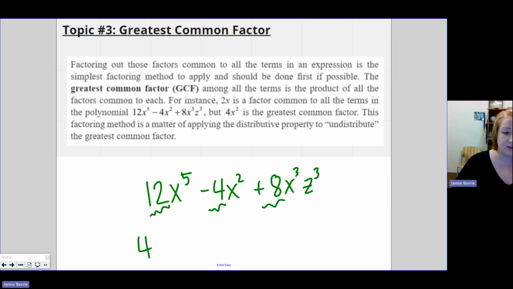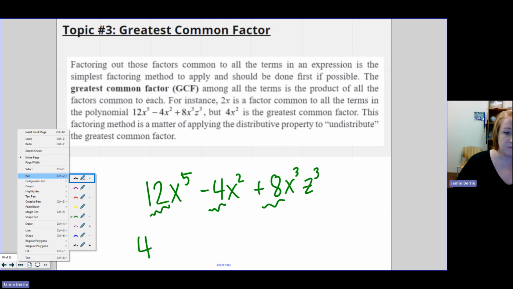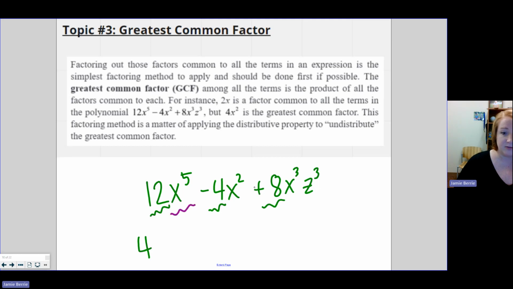And then you take a look at the variable parts. And you say, okay, I got x to the fifth, x squared, x cubed, z is random, that's down there at the end. We don't have any other z's, so we're just focusing on x's right now. So this one has 5 x's, this one has 2 x's, this one has 3 x's. That means that there are 2 x's common to all terms. So each term contains 2 x's. So we could pull that out.